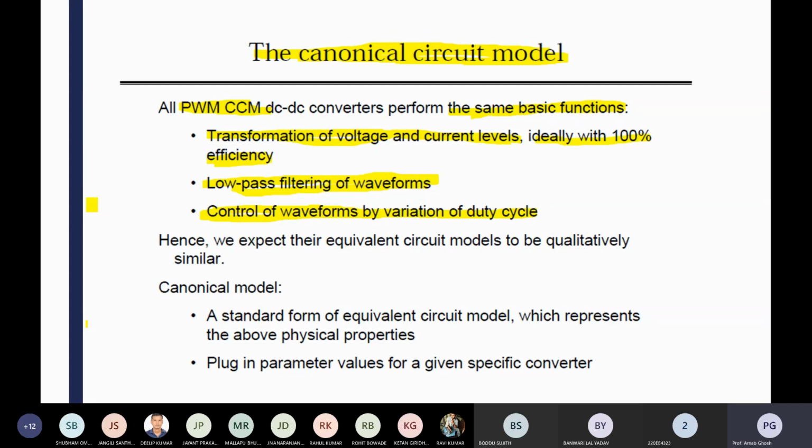Initially you can see the pattern of the inductor currents or the capacitor voltage. First, in the switch on condition it is a ramp up.